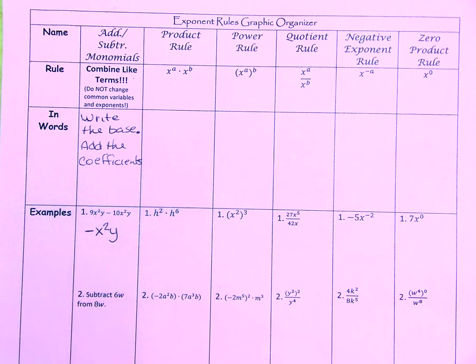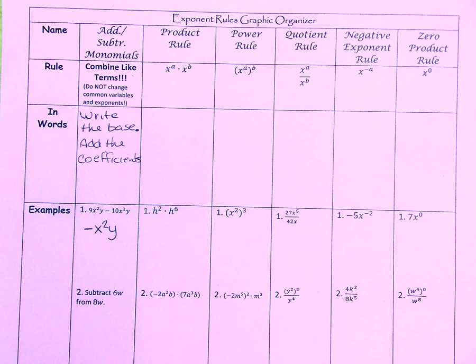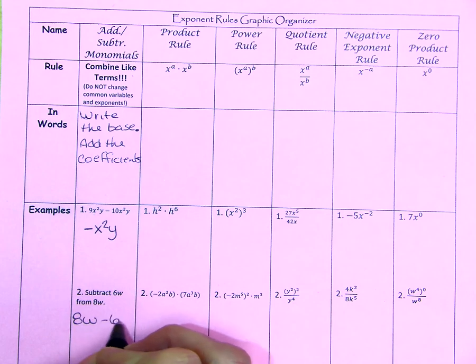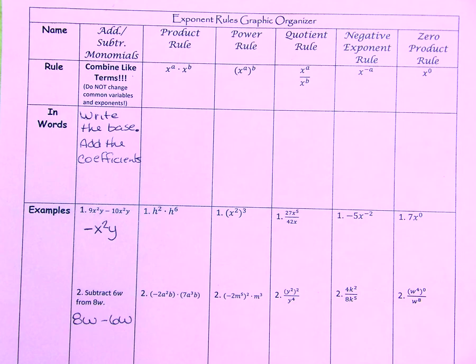In example 2 here, we are subtracting 6w from 8w. The w's make them like terms. 8 minus 6 is 2, leaving us with 2w.